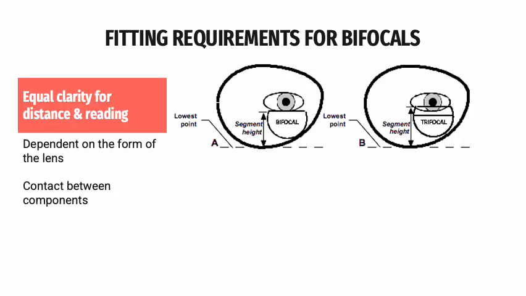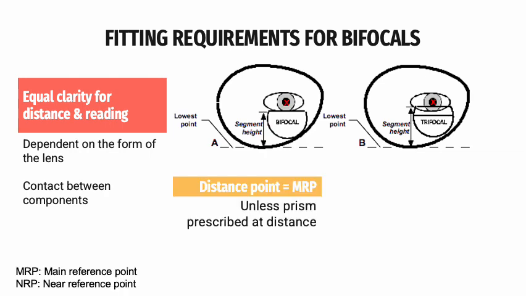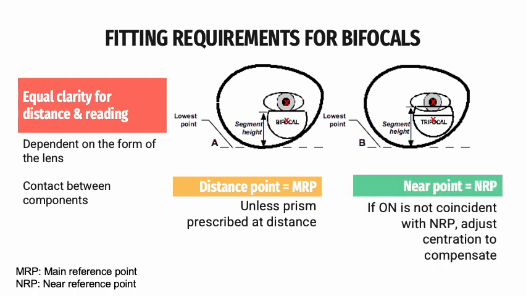The fitting requirements for bifocals should provide equal clarity for distance and near reading. However, it will depend on the form of the lens and also the context between components. The distance point should coincide with the main reference point unless prism is prescribed at distance. The near point should also coincide with the near reference point. If the optical near point does not coincide with the near reference point, we need to adjust centration to compensate for this situation.